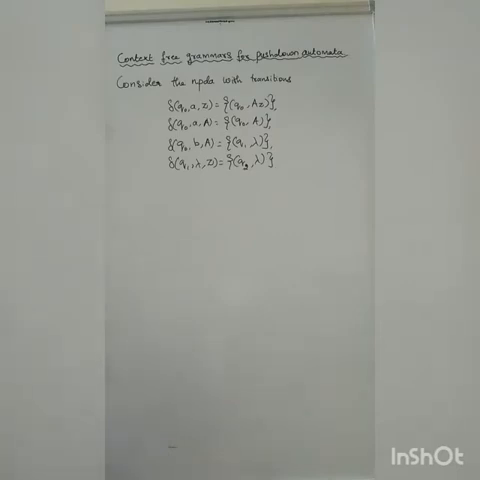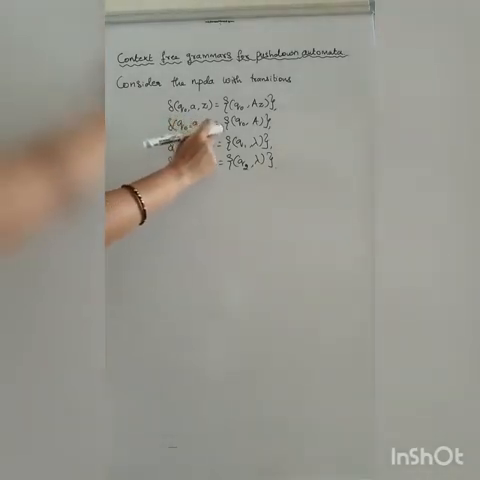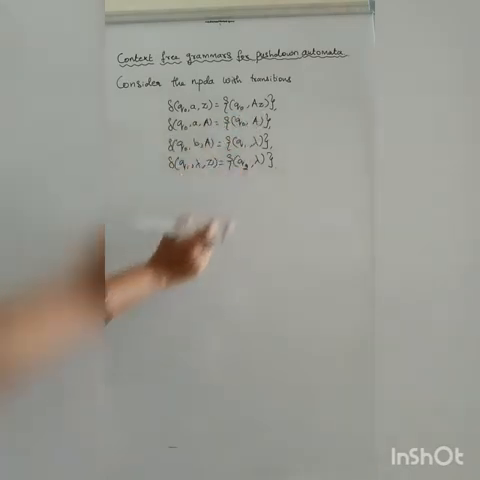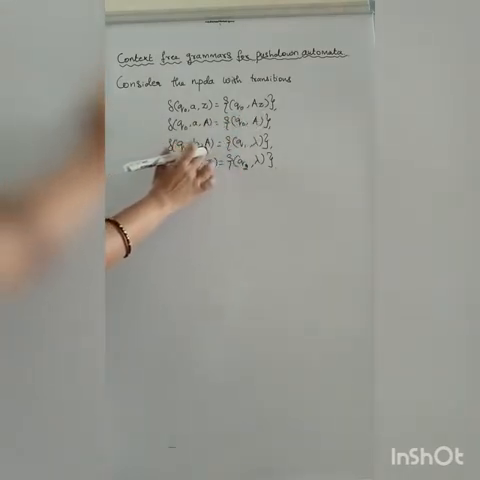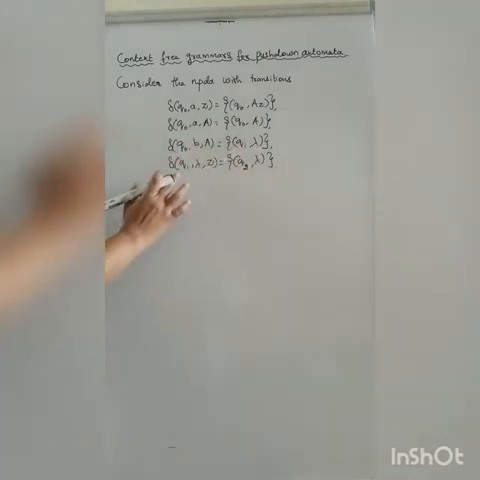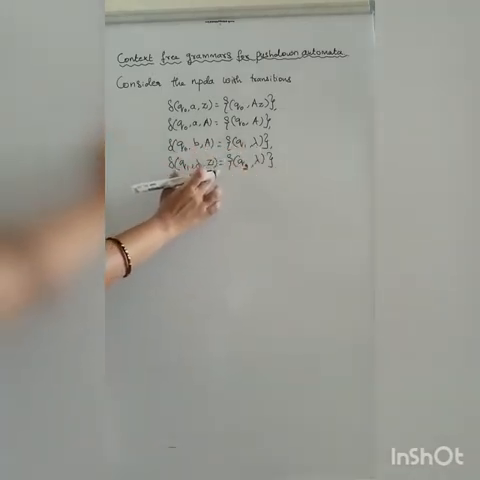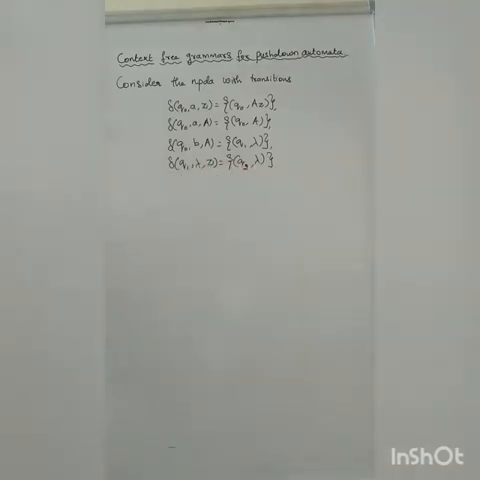Yes, now let's see the example for the context-free grammars for the question on automata. Here, consider the NPDA with the transitions δ(q0, a, Z) = (q0, AZ), and another transition δ(q0, a, A) = (q0, A). δ(q0, b, A) = (q1, λ), and δ(q1, λ, Z) = (q2, λ).